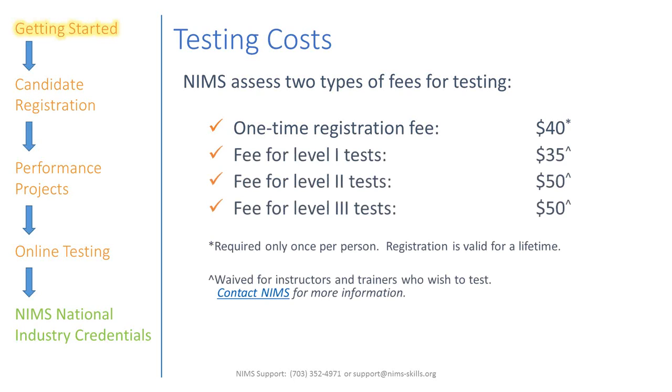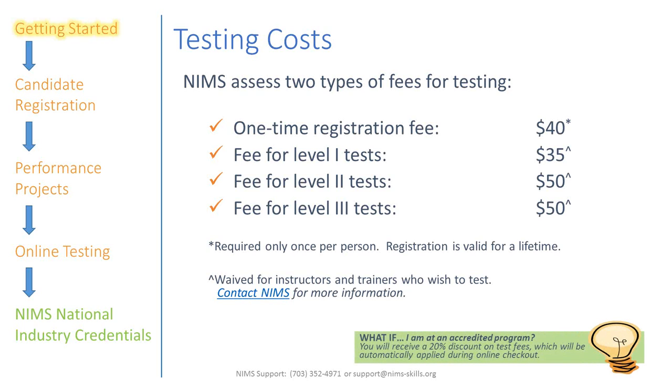Any instructors or trainers who wish to test will have test fees waived. This means instructors and trainers only pay the one-time $40 registration fee. If interested, instructors and trainers should contact NIMS staff to receive a code to waive their test fees. If you're at an accredited program, then a 20% discount will be applied to all test fees, reducing prices to $28 and $40.